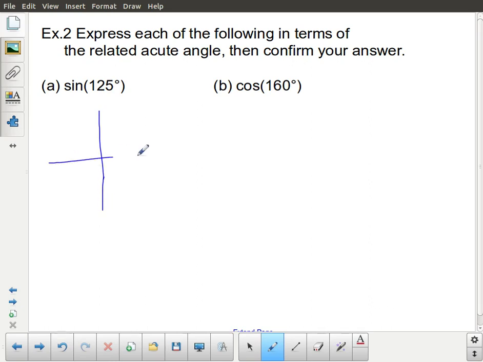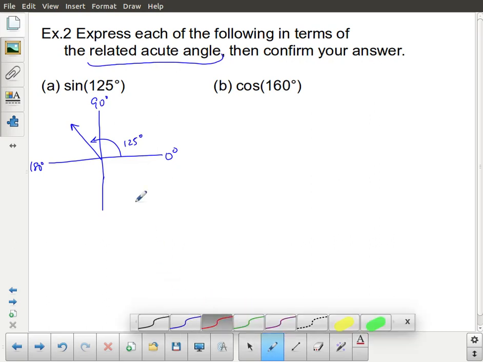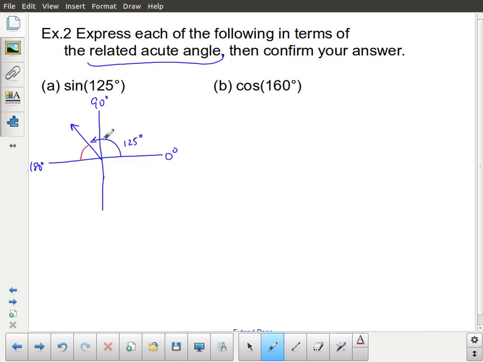Those of you in my classes or following along with my videos know that I'm a big fan of diagrams to help out here. 0 degrees, 90 degrees, 180 degrees, 125 is going to be here. So here is the value 125 degrees. It says write each of the following in terms of the related acute angle. Well, let's find that now then. The related acute angle would be here.